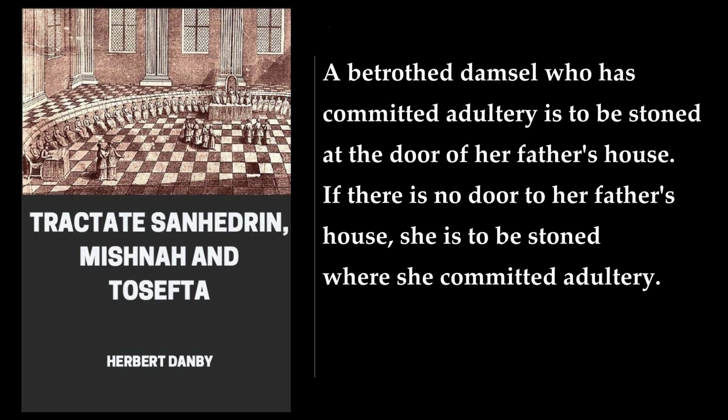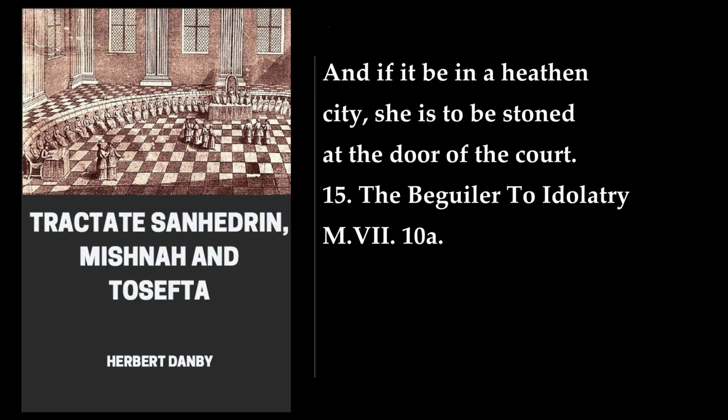330. A betrothed damsel who has committed adultery is to be stoned at the door of her father's house. If there is no door to her father's house, she is to be stoned where she committed adultery. And if it be in a heathen city, she is to be stoned at the door of the court. 15. The beguiler to idolatry.